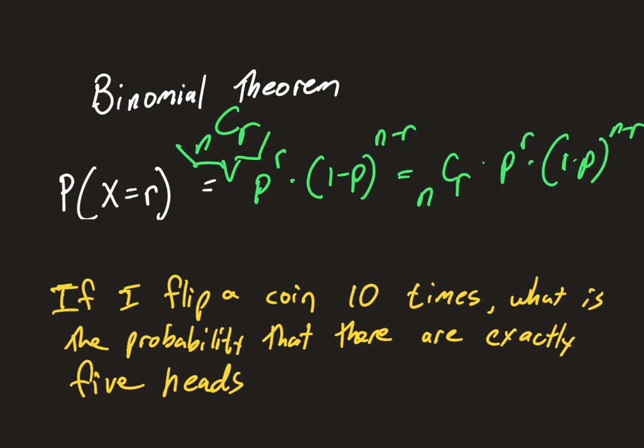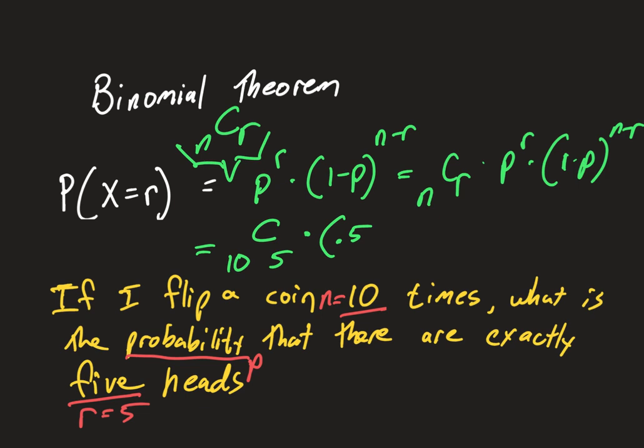As an example, we're going to do this one in yellow. If I flip a coin 10 times, that's n. What's the probability, that's p, that there are exactly 5 heads, that's r. So to do this formula, I'd do nCr. n is 10, combination 5, times p. What's the probability of getting a heads? Should be 0.5 if you flip a coin, 50-50 chance, or 1/2, to the 5 power, because I want exactly 5 heads.